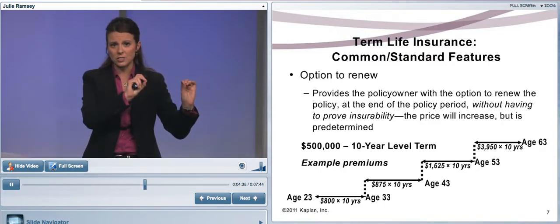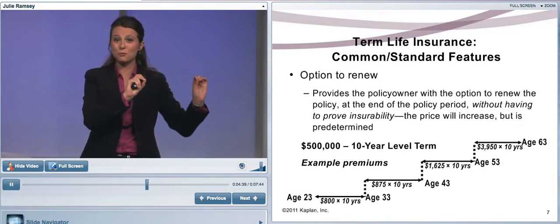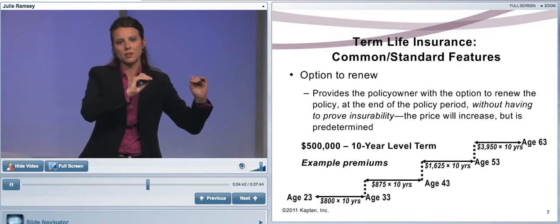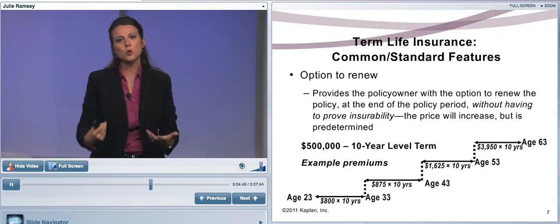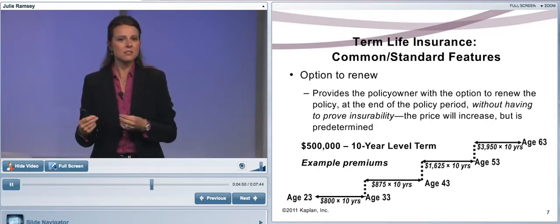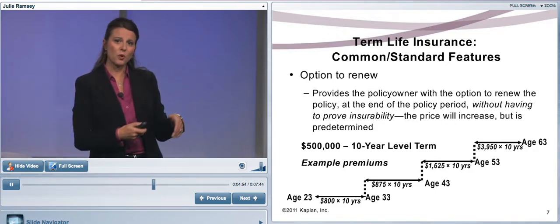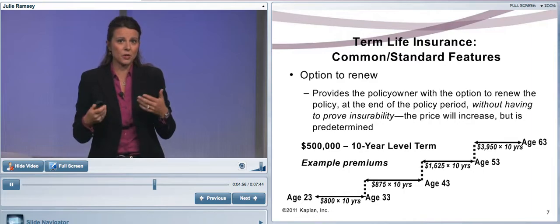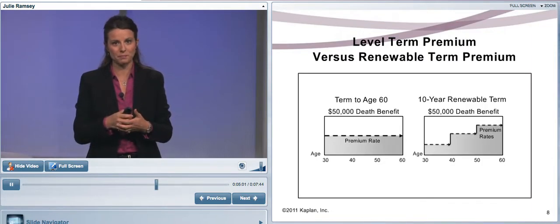Why do they increase? Well, this person is getting older. So now we're going from ages 33 to 43, so the premiums go up. That's all we have to do to renew it. Then at age 43, the premiums go up again. So in a renewable term policy, it doesn't matter what the insured's health becomes later on. We will renew the policy. How do we renew it? We just make sure that they pay the increased premium.